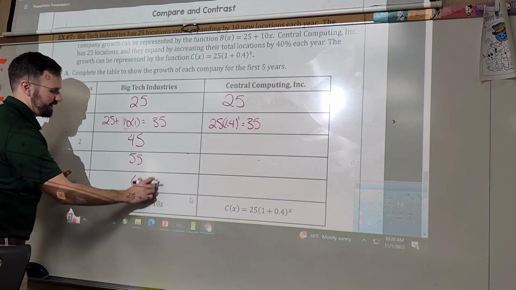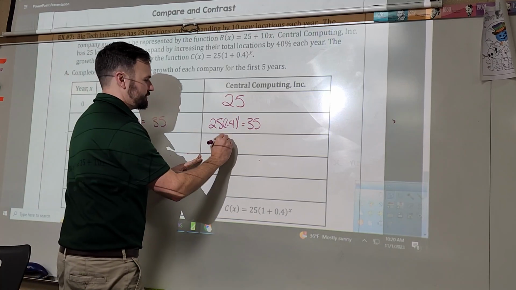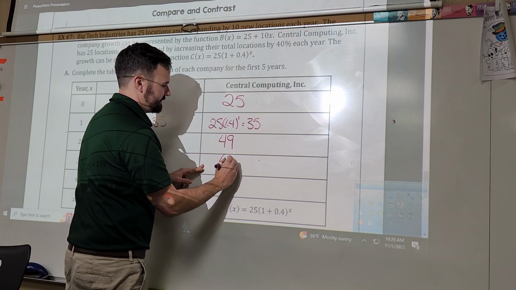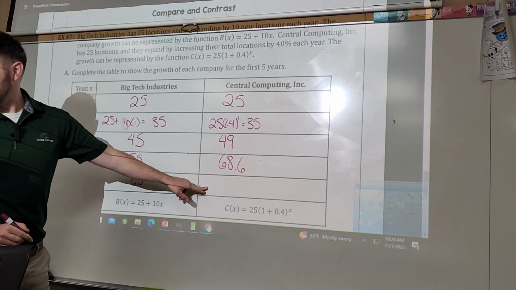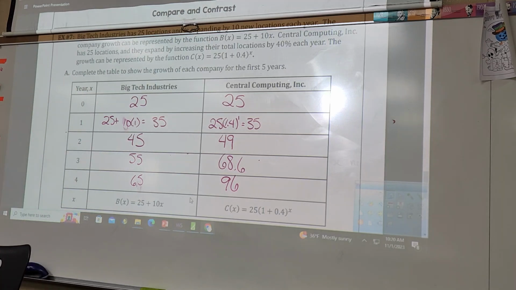Oops, math is tough. This one goes up by, who knows? I got 49. I got 68.6. I got 96, approximately 96. Kind of a difference between growth and decay. For this one, we're going to leave it because I'm just showing the difference.